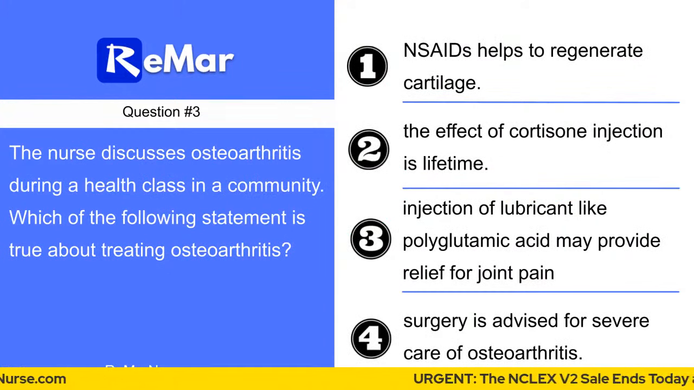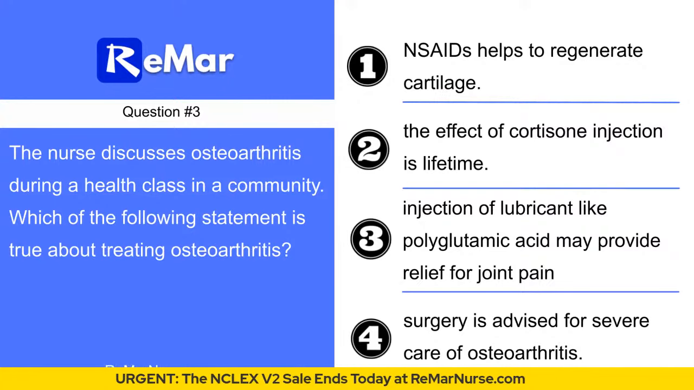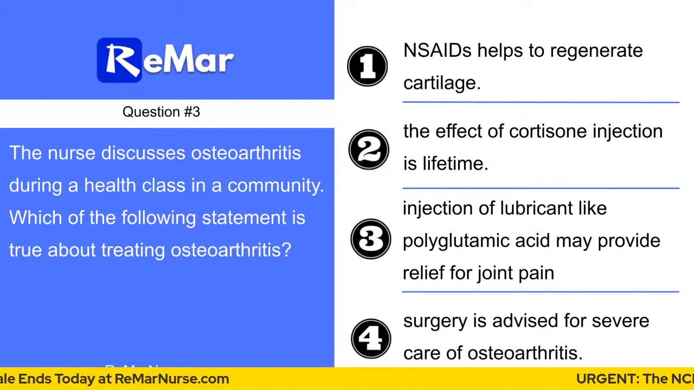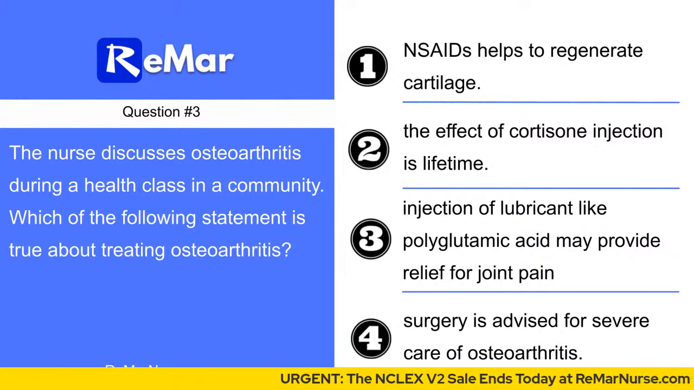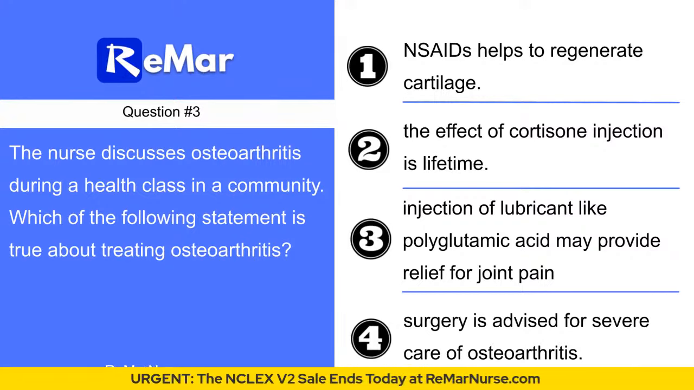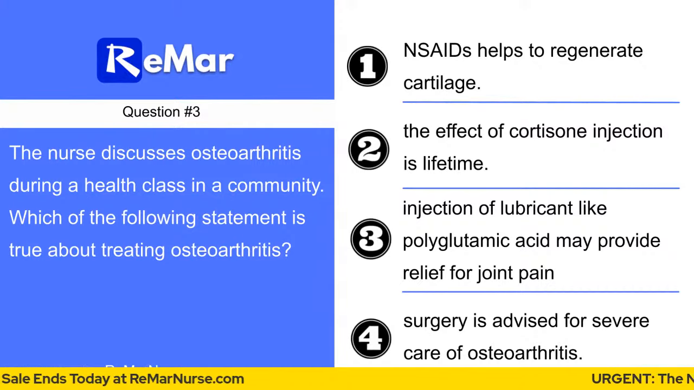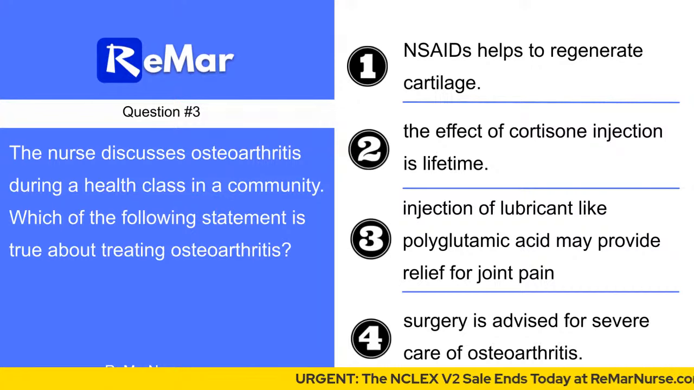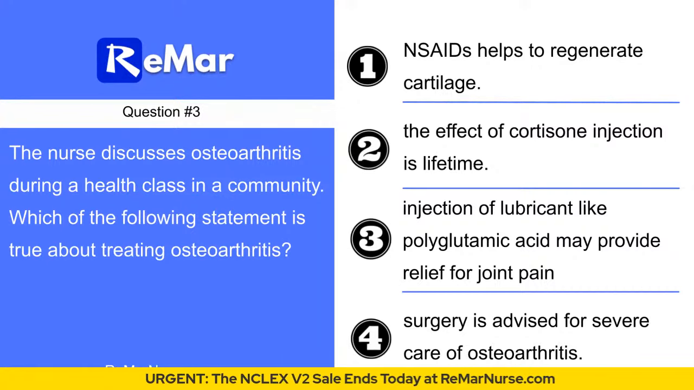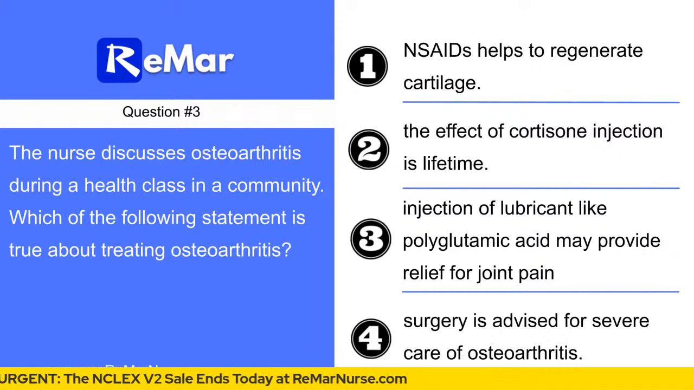Question number three, I'm rolling, all right? This says the nurse discusses osteoarthritis during a health class in a community. Which of the following statement is true about treating osteoarthritis? Number one, NSAIDs help to regenerate cartilage. Two, the effect of cortisone injection is lifetime. Three, injection of lubricant like polyglutamate acid may provide relief for joint pain. Four, surgery is advised for severe case of osteoarthritis.